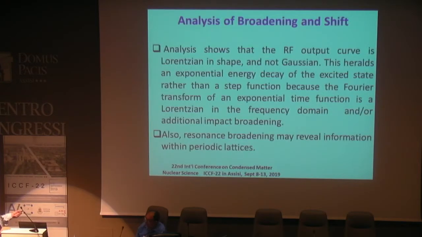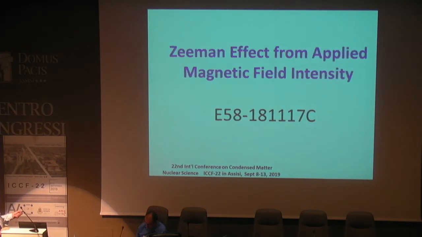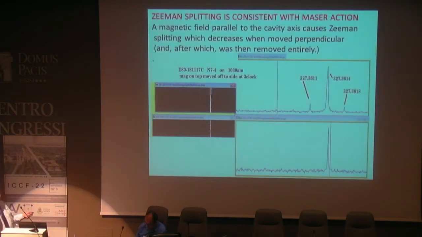We are getting resonance broadening, and I'll talk about that tomorrow. This is important. This is proof that it is a maser reaction. Masers, if you put a magnet in the emission side, you get a splitting, as we see here. But in fact, when we move the magnet to the side, it disappears. This stays as a singlet.